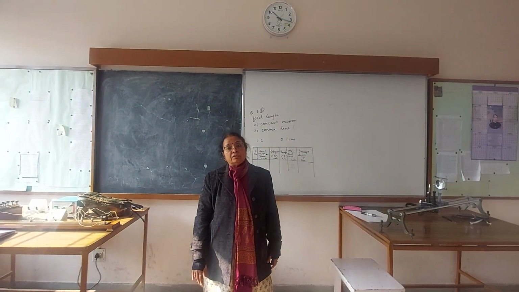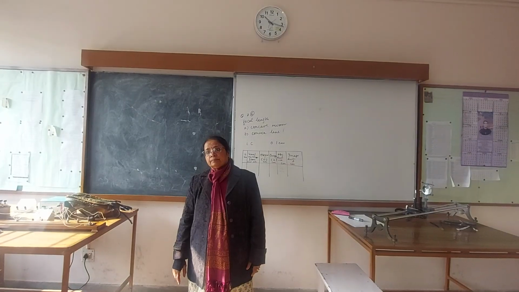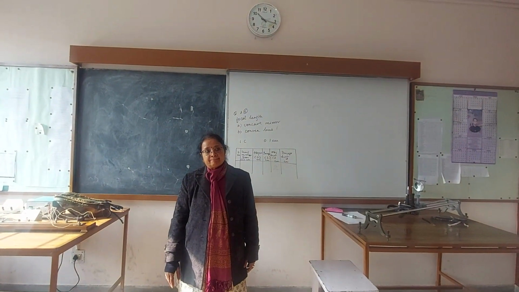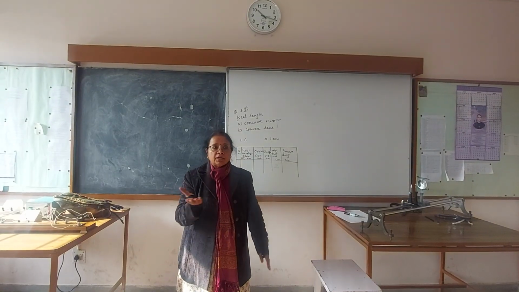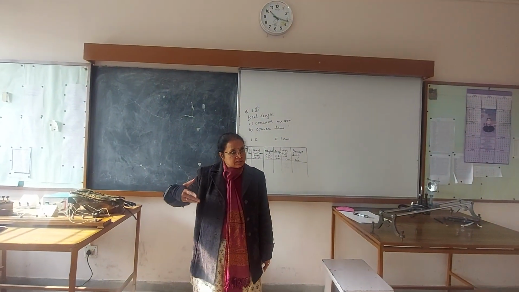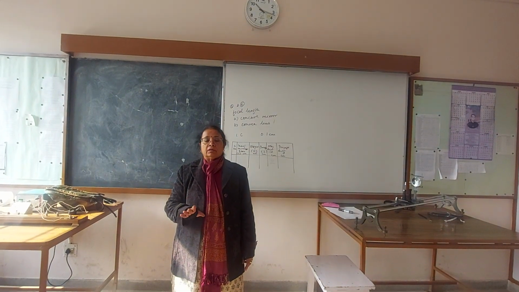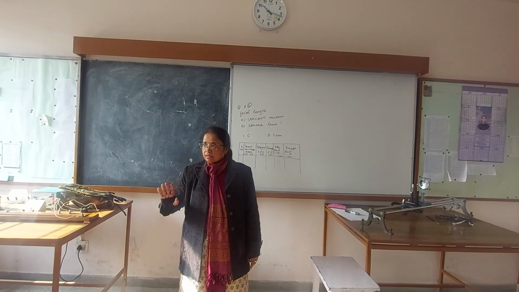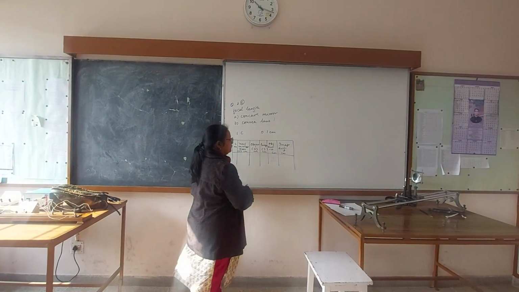Plot a graph. For convex lens, in which quadrant? Second quadrant. And why? Because object distance is plotted on the x-axis, which is negative. Image distance is plotted on the y-axis and it is positive. So second quadrant. For the concave mirror? Third quadrant, because both U and V are negative. Okay? Plot the graph carefully.